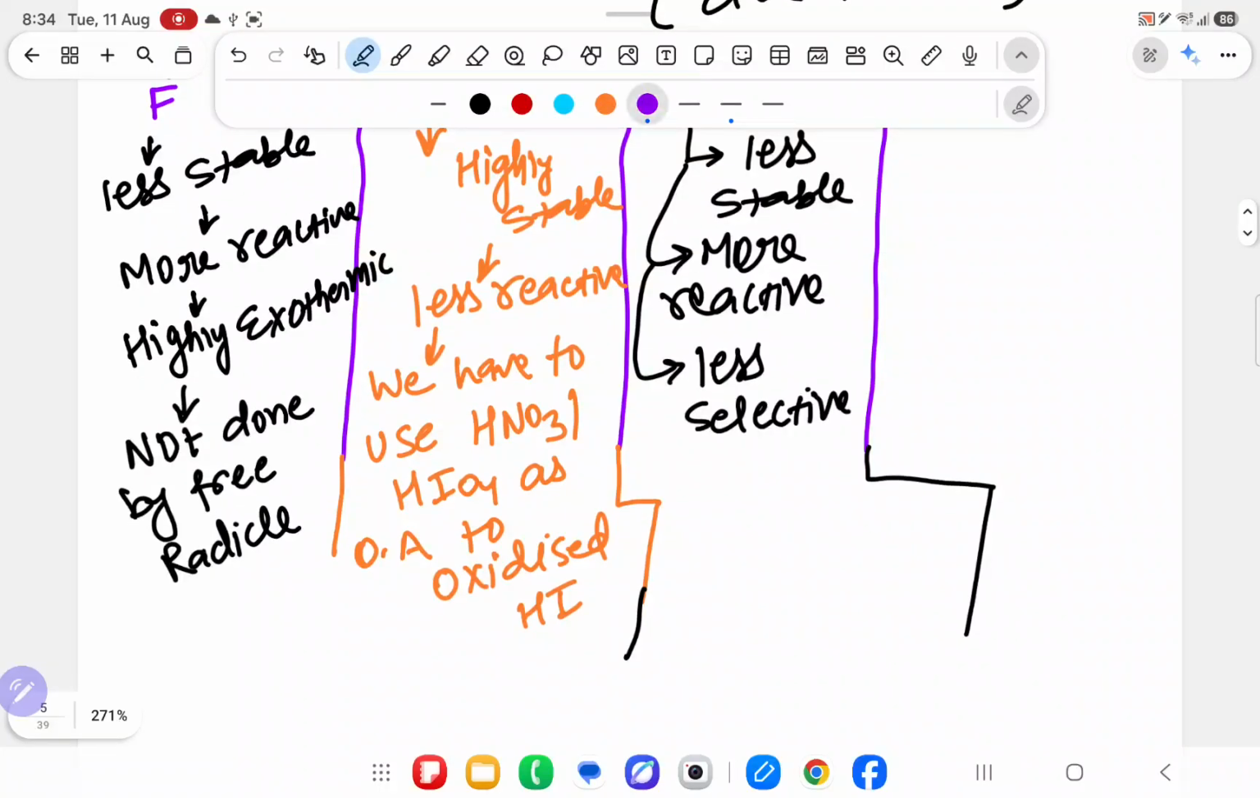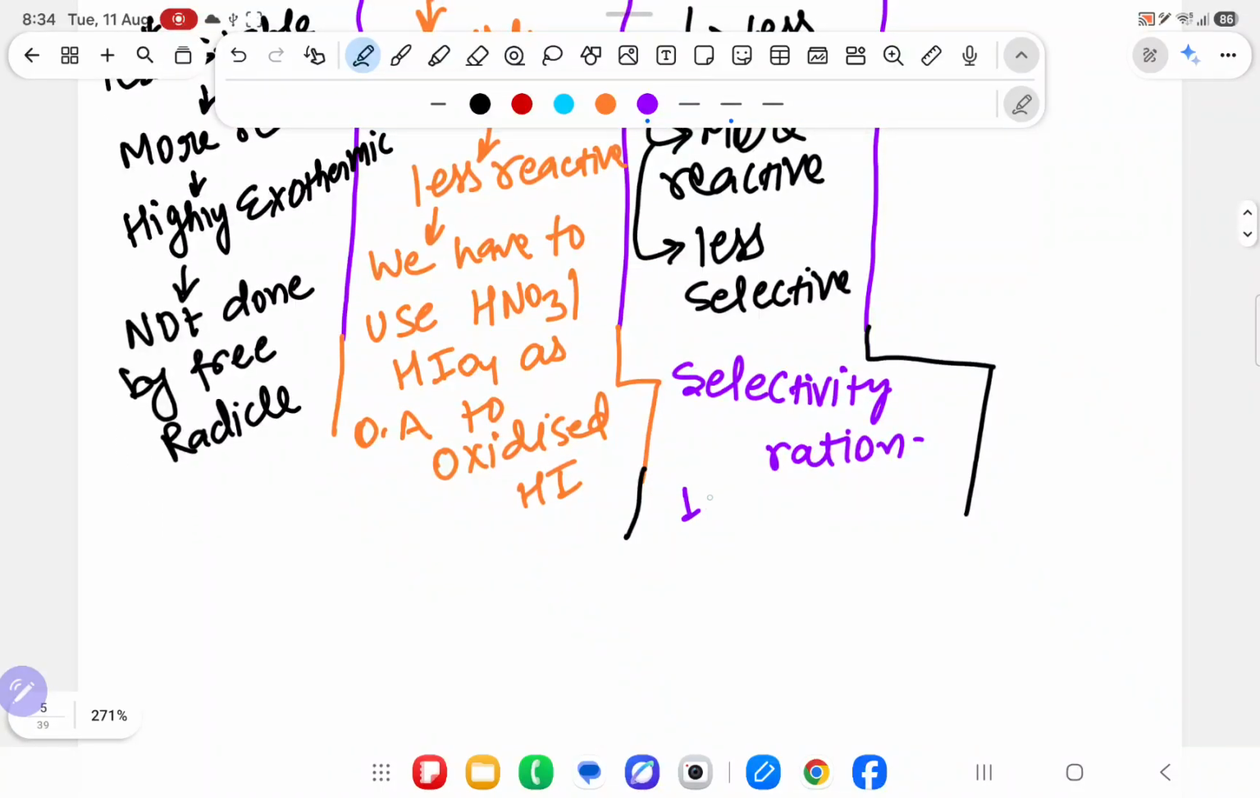What do you mean by that? Just wait, I will dictate. For that, we have to know their selectivity ratio. What is selectivity ratio? For 1 degree, the selectivity ratio is 1. For 2 degree, it is 3.8. And for 3 degree, it is 4.5.